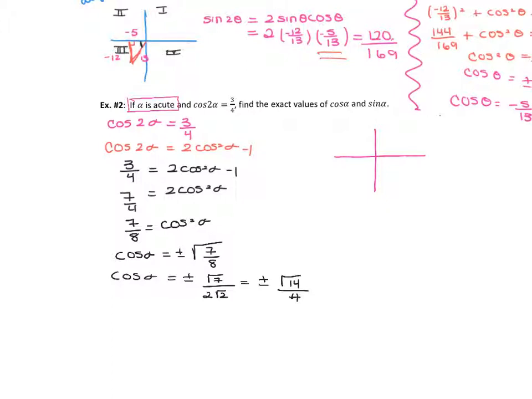The first quadrant, right? And in the first quadrant, what are the signs of your cosine? Are they positive or negative? They're all positive, right? All students take calc. So sine, cosine, and tangent are all positive. Therefore, since alpha is acute, it lies in quadrant 1. And cosine of alpha is equal to positive square root of 14 over 4.